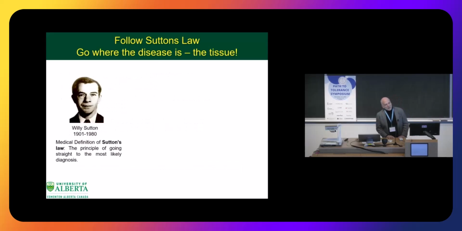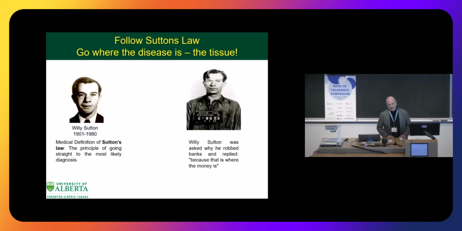So why the biopsy? It's one of my mentors, Phil Halloran, said it's Sutton's law. So everybody knows Willie Sutton in the room. He was a notorious bank robber. I think he robbed over 60 banks. And when he got caught, he was asked, why do you rob banks? And he says, that's where the money is.